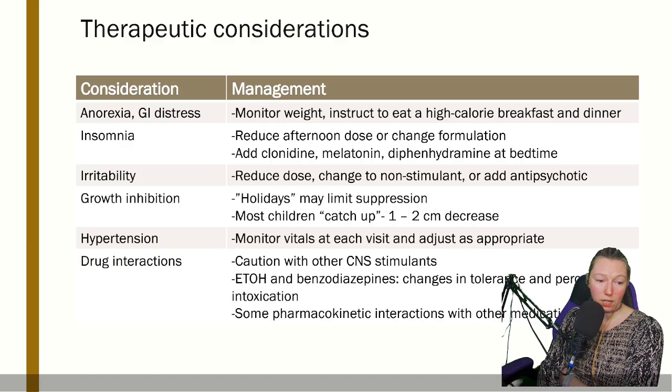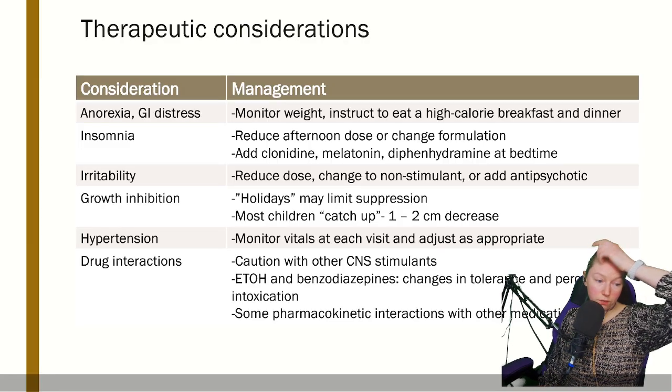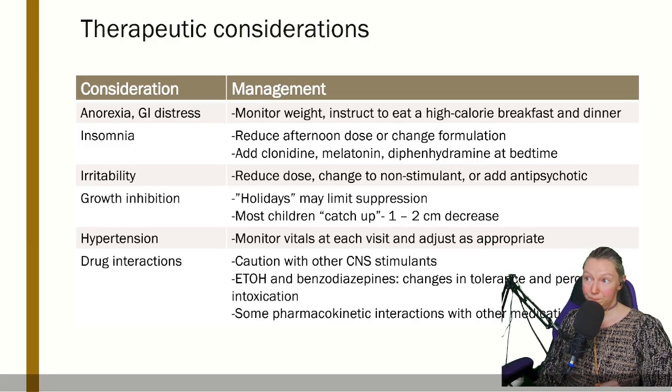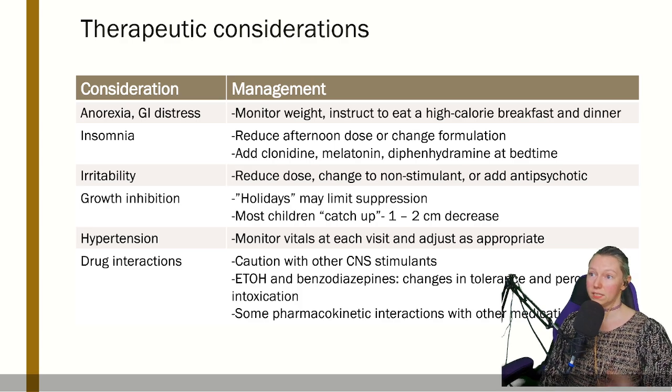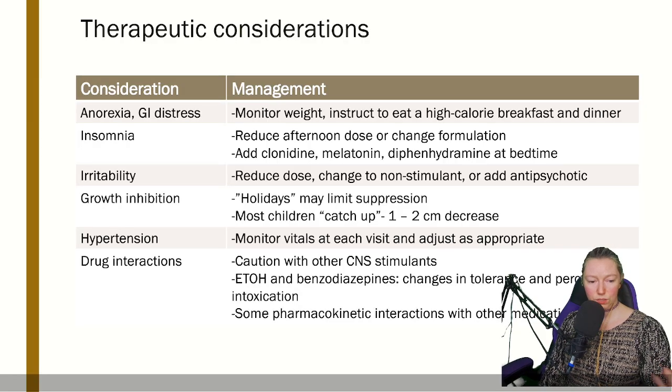Most children do catch up to their height growth inhibition. But we can expect maybe a 1 to 2 centimeter decrease in total height. Hypertension, so monitoring things like vitals at each visit and adjusting the product if hypertension occurs. And then just being cautious about things like drug interaction. So other stimulants can have a cumulative effect. Things that are CNS depressants can be particularly concerning. This is more common in our teens and adults.